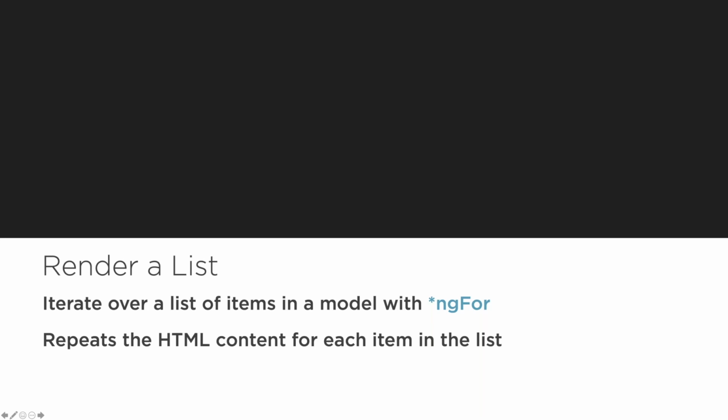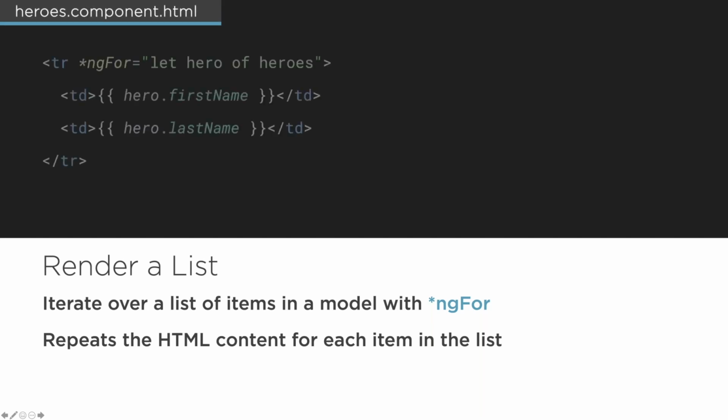So imagine we have a list of heroes. We've got this page. We've got a table. We're going to say ngFor, let hero of heroes. Heroes is our array of heroes. And we're saying, go ahead and let hero be the iterator that represents every hero in the list. And then for each one of those rows, we're going to get a new TD, a column that says hero.firstname or hero.lastname.